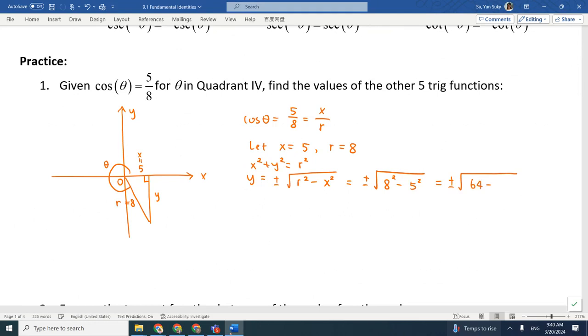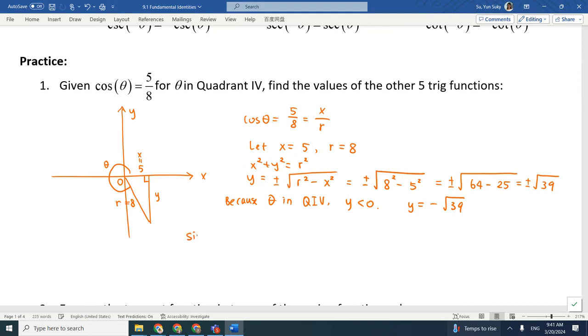Yeah, 64. 5 squared, 25. What is 64 minus 25? Thank you, 39. So here, you need exact values. Can you plug in your calculator and put a decimal there? No! Leave your answer in exact. And because theta is in quadrant 4, our y is negative. So y is negative square root of 39.